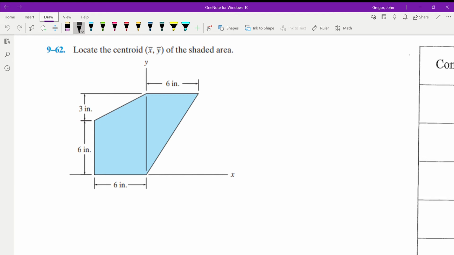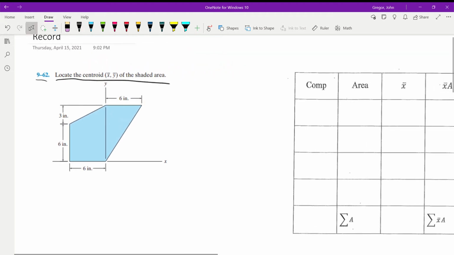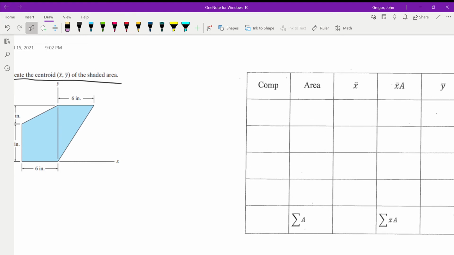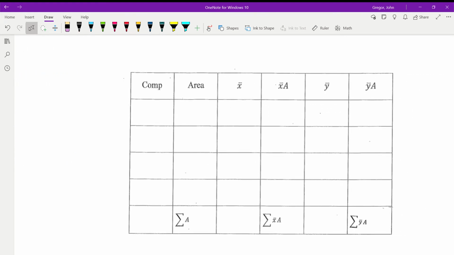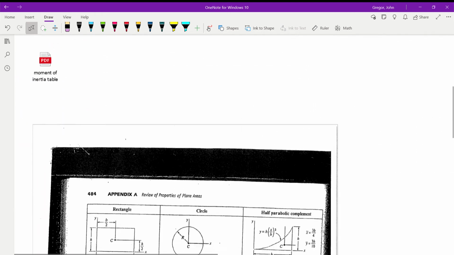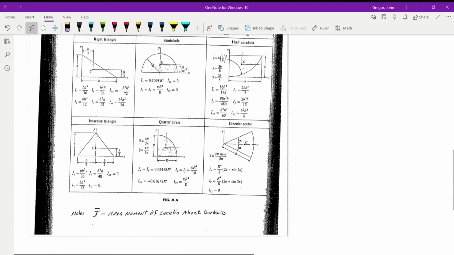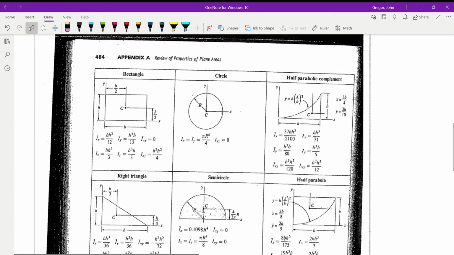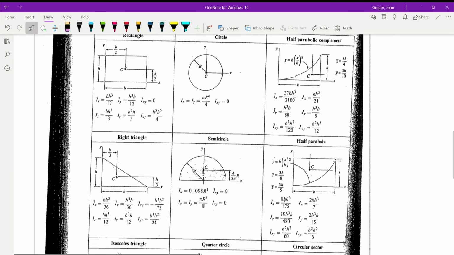So, problem 62 from chapter 9 of the Hibbeler textbook. It's asking to locate the centroid x and y of the shaded area of this shape. What I like to do is break it down into components, and I have this nice table here where I'm going to write everything out. I will also be using this as a guide for the centroids. That's for the right triangle, this is for a rectangle, and so on for each of these.